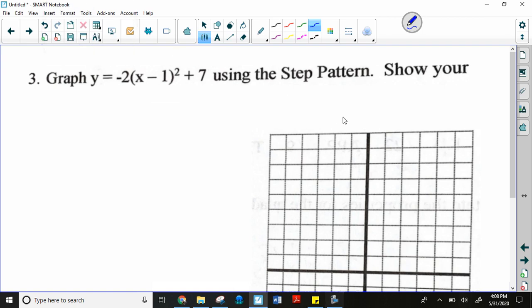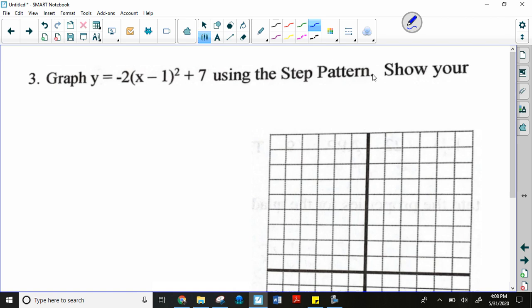Your last question can be solved a couple different ways. Now, there's the normal way that most teachers teach this, and then there's the way that I teach this, because my brain just works a little bit different, and that's okay. But I use the step pattern a little bit differently.